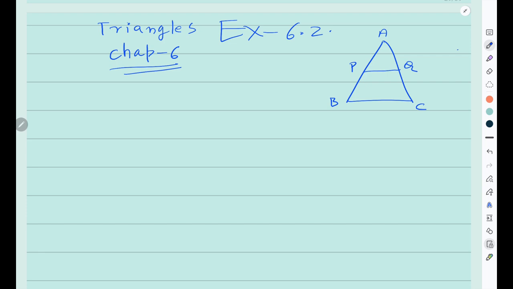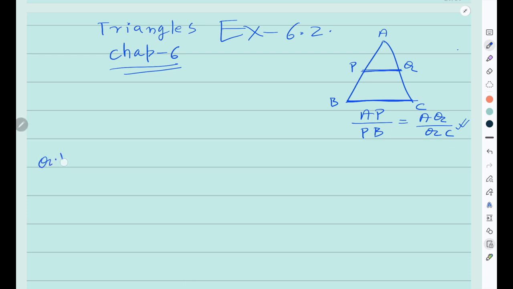If there is a triangle ABC in which we have drawn a line PQ parallel to BC, the base, then the ratio of AP to PB will be equal to the ratio of AQ to QC. That was one basic theorem on which most of the questions of exercise 6.2 are based. So let us tackle some of the questions.